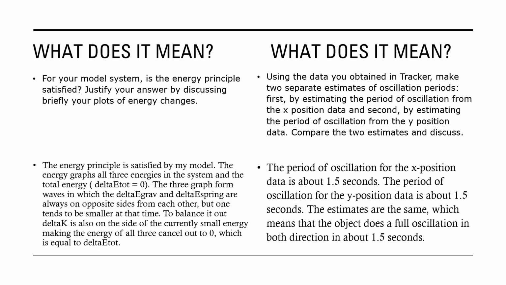The period of oscillation for the X position data is about 1.5 seconds. The period of oscillation for the Y position data is about 1.5 seconds. The estimates are the same, which means that the object does a full oscillation in both directions in about 1.5 seconds.